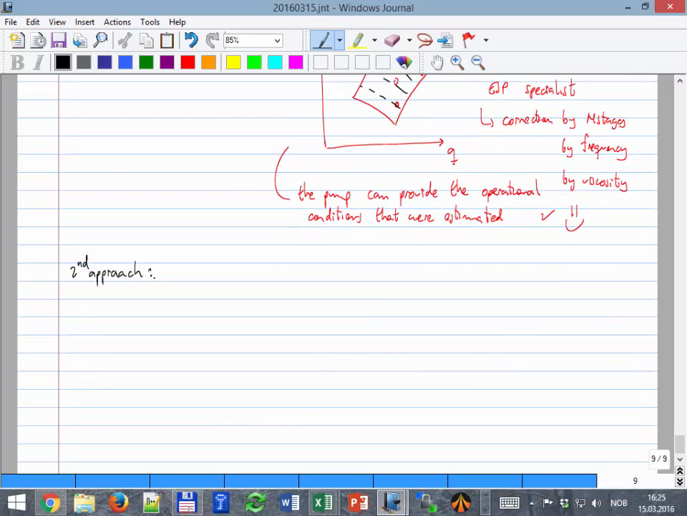This approach is what usually is done by the commercial simulators. You already have a pump model built in your production system. The ESP model, there is an ESP model built in the production simulator. Okay.